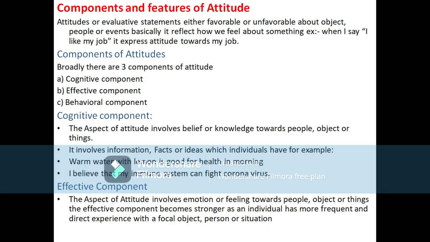Next one, the affective component. What does the affective component mean? This aspect of attitude involves emotion or feeling towards people, objects, things, etc. In cognitive, we see belief and knowledge. Here we see emotion and feeling. Try to understand the difference. So the affective component means attitude depends upon emotions and feelings towards people, objects, things, events.